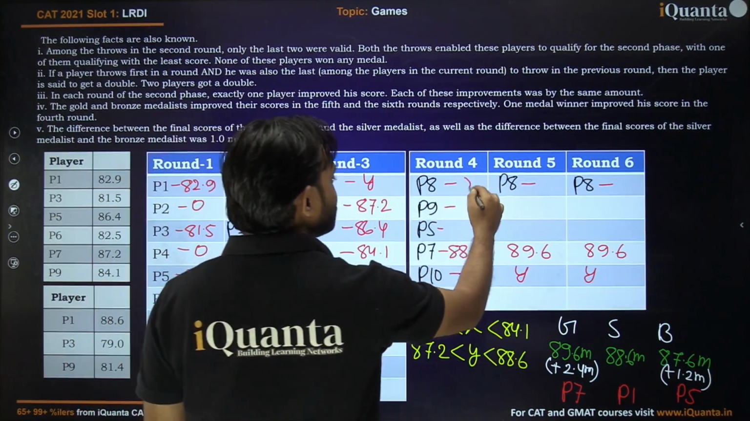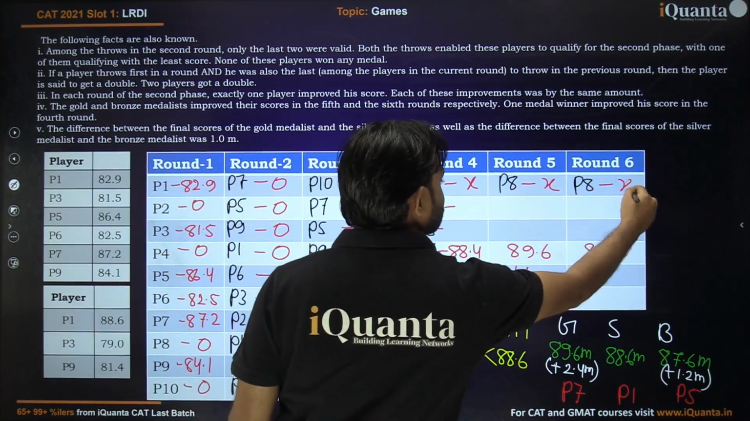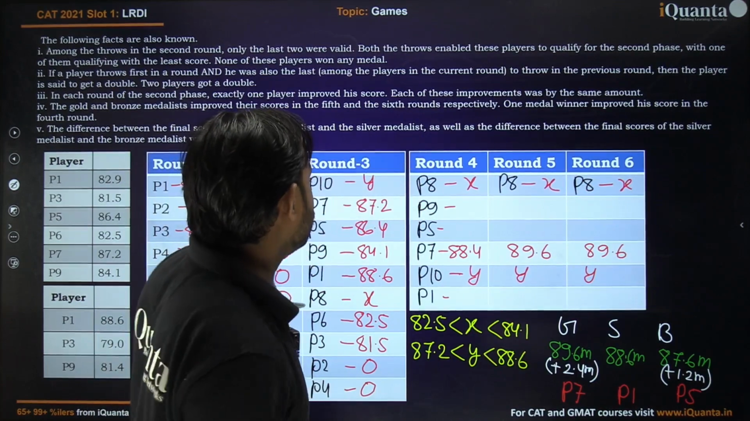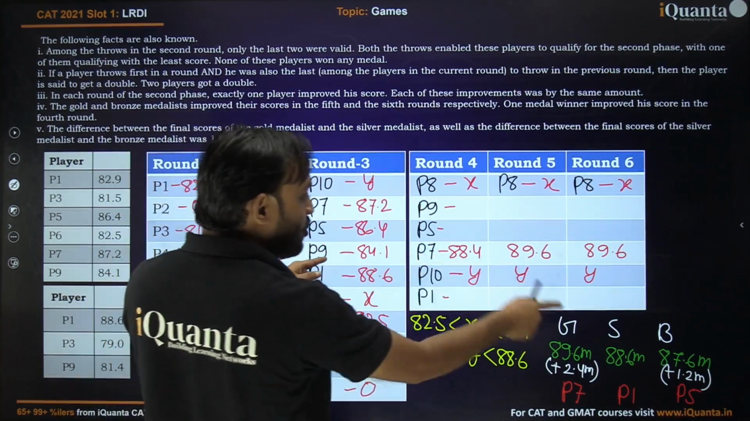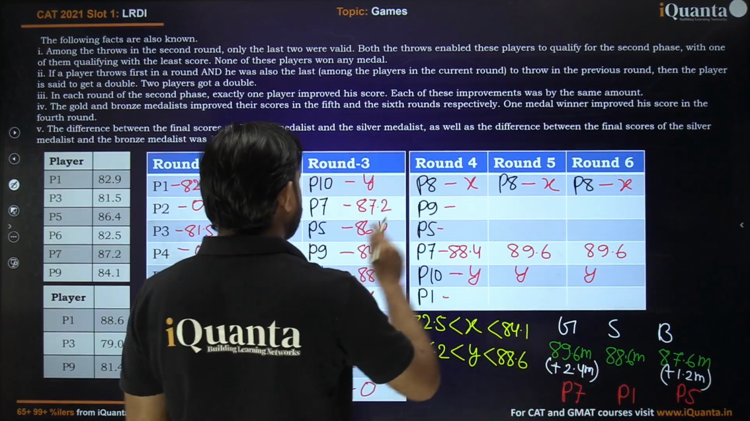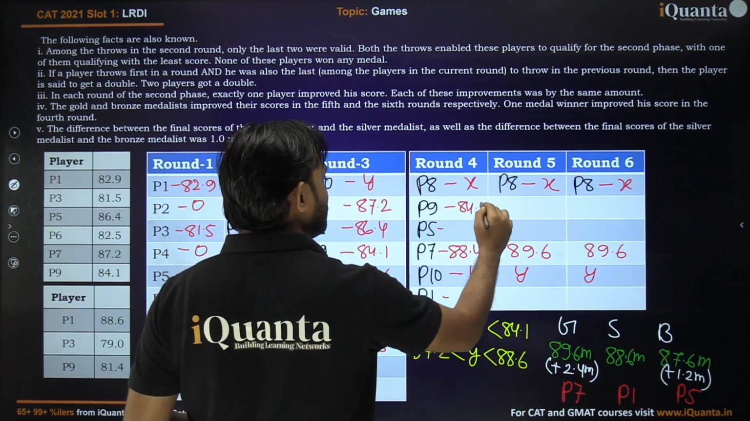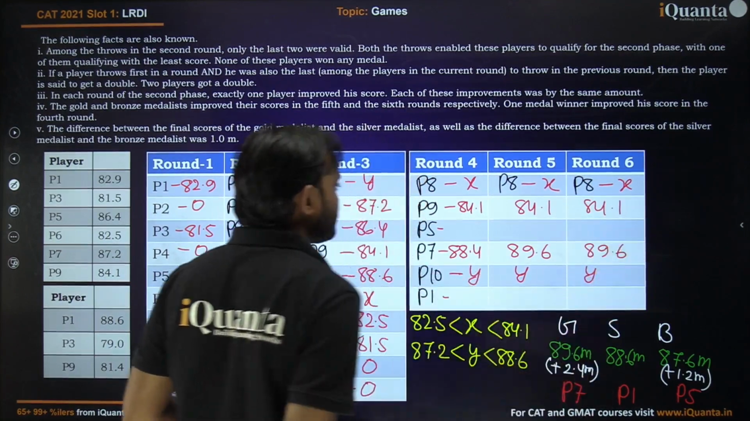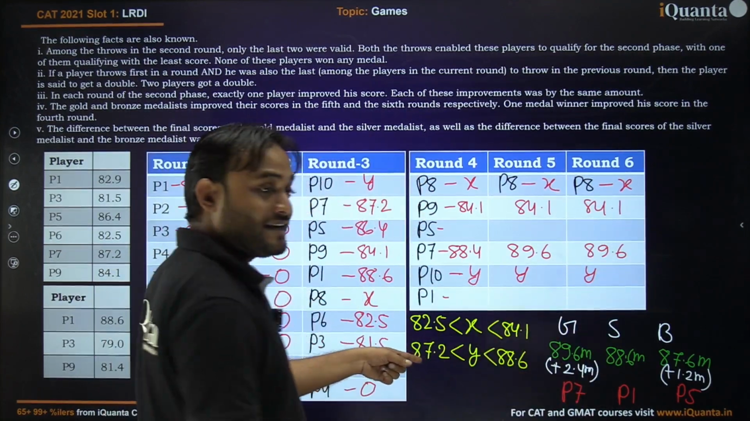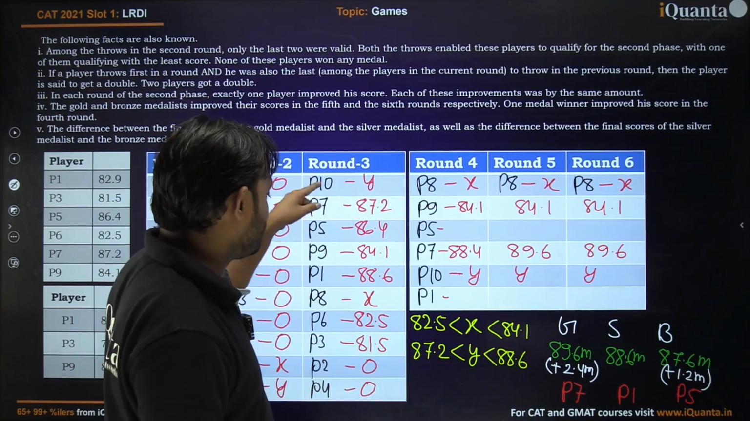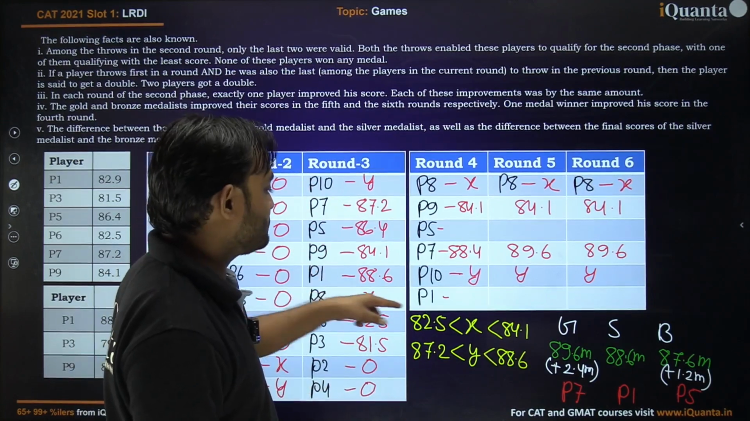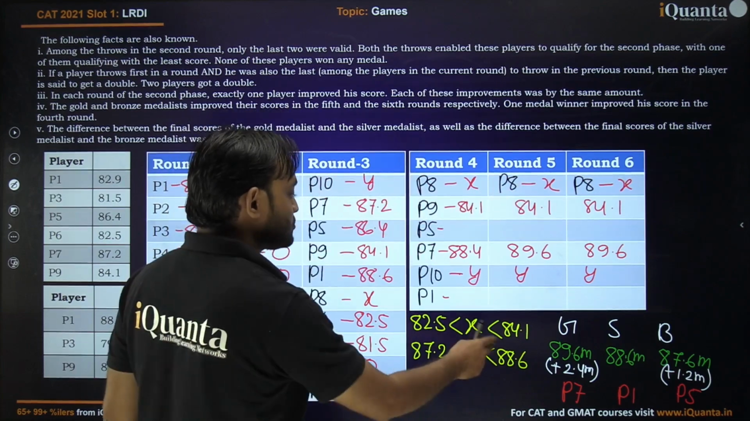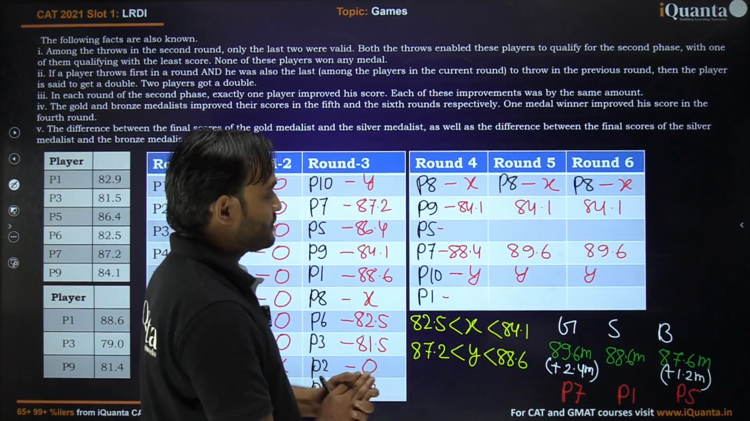For P8, it was always X. Now, we know that he got the worst rank, so he must be lesser than P9, who also did not improve. P9 was 84.1 all along. So X must be lesser than 84.1, because he was 6th rank in the 3rd round, and he was 6th rank in the 4th, 5th, and 6th rounds also.